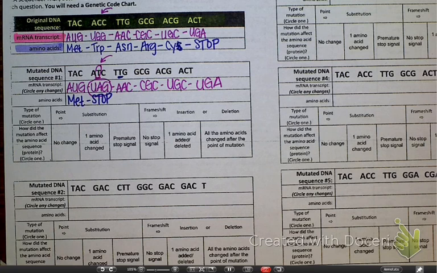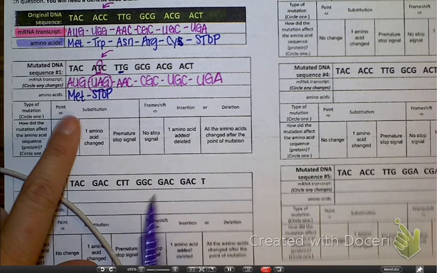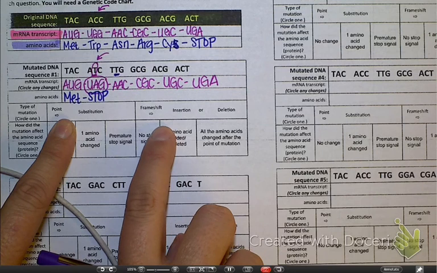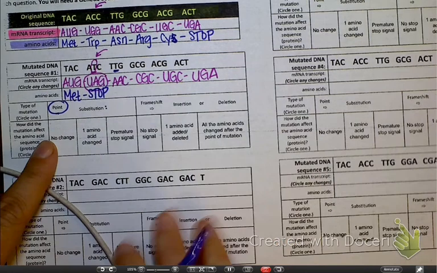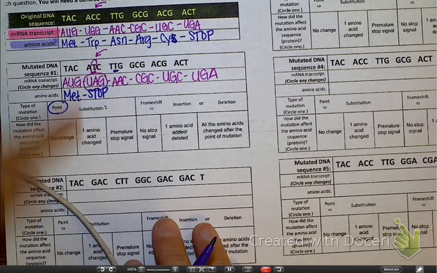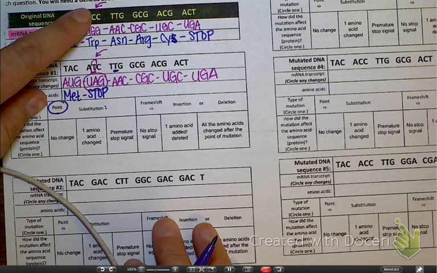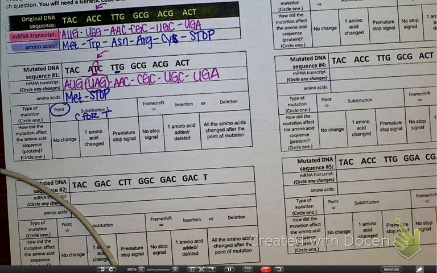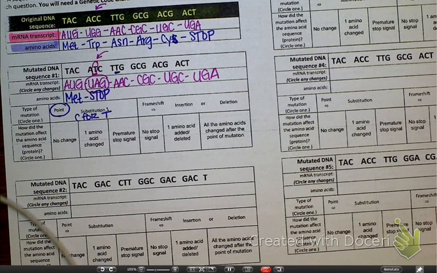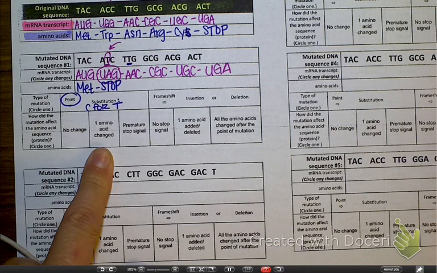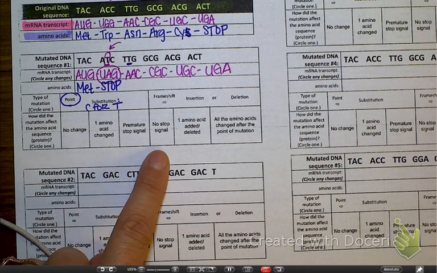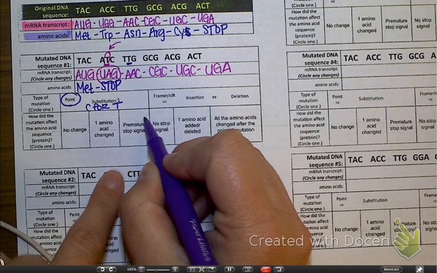So we look here. What type of mutation is this? Is this a point mutation or a frame shift mutation? Good. It's a point mutation. Because we substituted what? A C for a T. C for T. Or T for C, I guess, actually I should say. Either way, you get it. There's a different letter, right? What happened to our amino acid as a result? Was there no change? Was there one amino acid changed? Was there a premature stop signal? So then you circle this one. All right? And then that's what you do for each one.